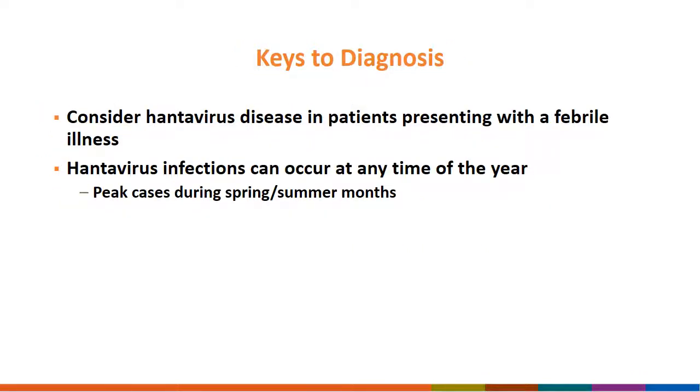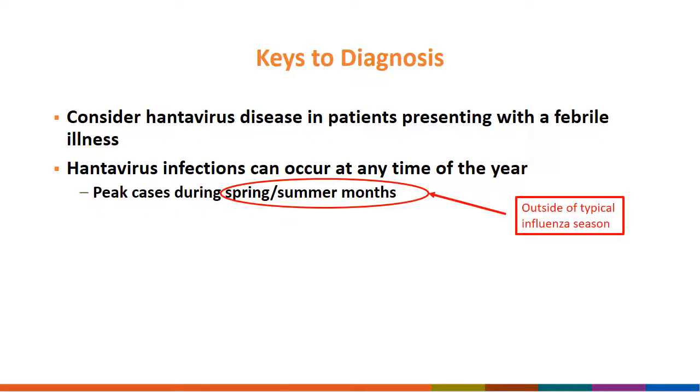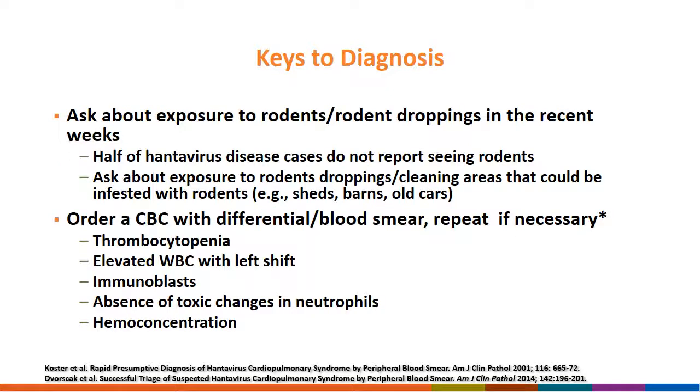So what are the keys in making the diagnosis of hantavirus disease? First, consider the disease in patients presenting with a febrile illness. Second, remember that infections can occur at any time of year. However, we do see peaks in the spring and summer. In Navajo Nation, we also see a peak in cases during the fall months. It is interesting that the peak in spring and summer is outside the typical influenza season. So if you are seeing a patient in the spring and summer with an influenza-like illness, consider hantavirus in your differential diagnosis.